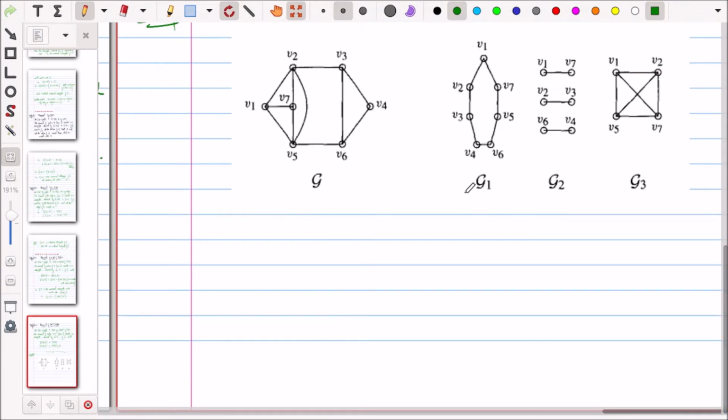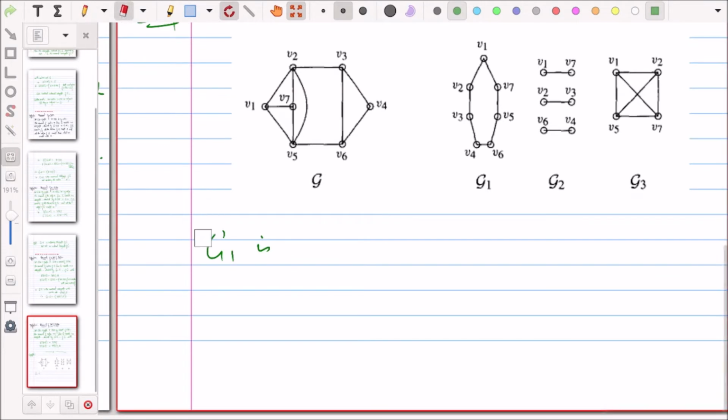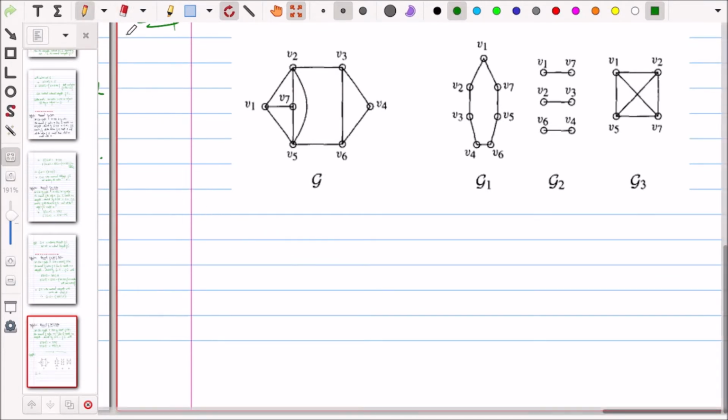Yes, G1 is a subgraph. And what kind of subgraph is this? Is it just a normal subgraph or induced subgraph or spanning subgraph? किस तरह के subgraph है? Spanning subgraph. Spanning, because all the vertices are there, but not all the edges are there, right? So it is a spanning subgraph.